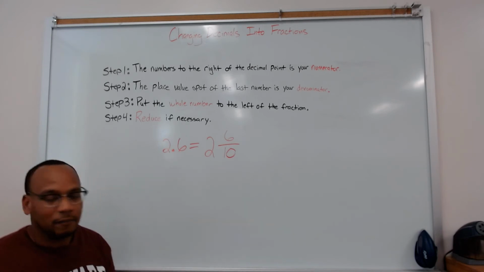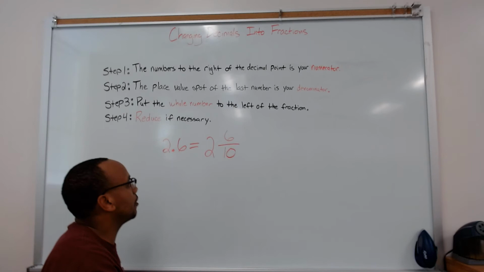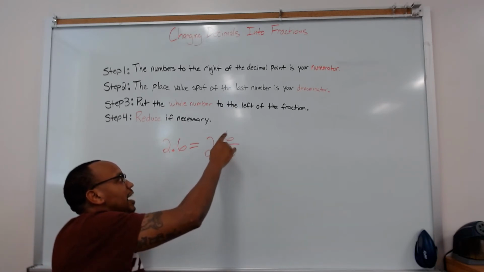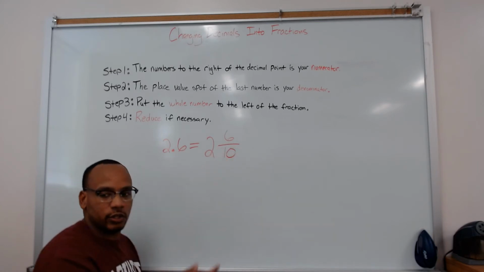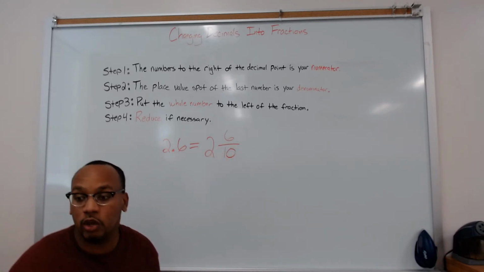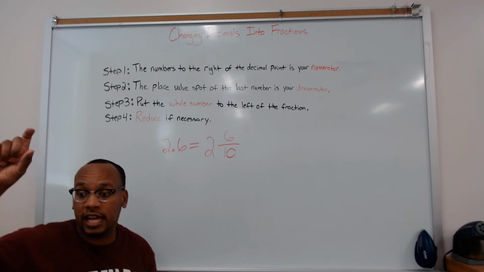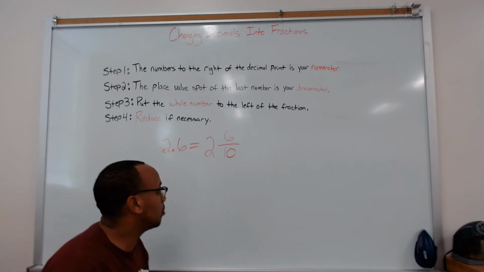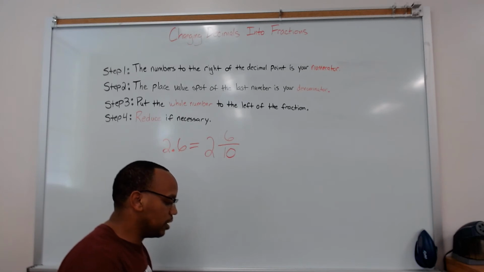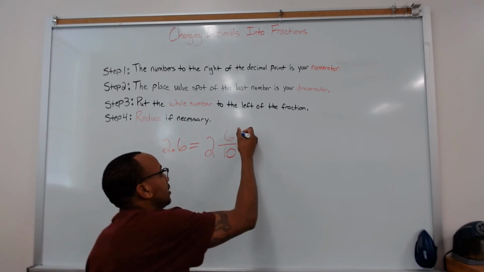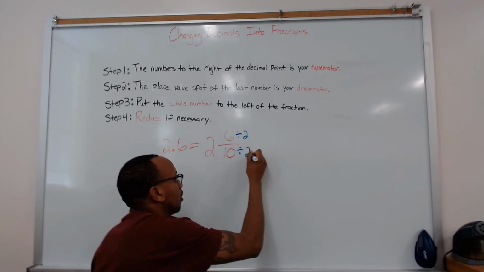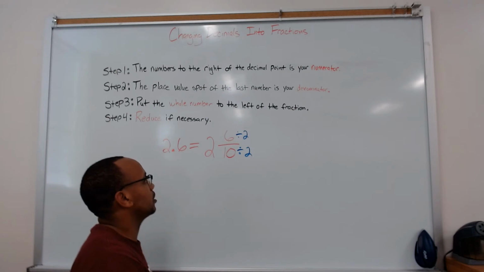Now from here, reduce if necessary. I can reduce this because I can divide 6 by 2 and I can divide 10 by 2. Mr. T, how do you reduce? You find a number that you can divide the top number and the bottom number by. And you divide them, the top and bottom, by that number. It will reduce it. What do you mean, Mr. T? Show me an example. Well, 6 divided by 2 and then 10 divided by 2. That'll help you reduce.